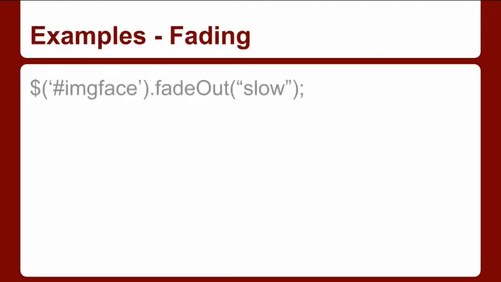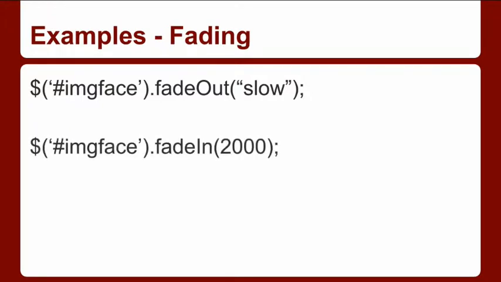For fading, say I've got an image and I've given it an ID of IMG face. In jQuery I can order that image to fade out slowly, so I can provide the word slow to indicate the speed at which I want to fade it out. Fade in works the same way. Another option you can provide, rather than a word like slow or fast, is milliseconds. So 2000 means take 2 seconds to fade in.